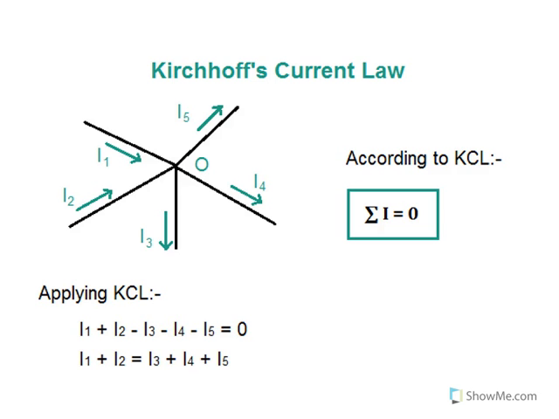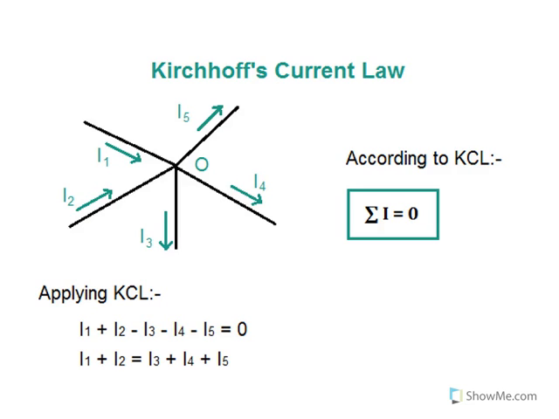Here you can see the mathematical expressions for KCL. On the right, you can see that the total sum of current is equal to 0. On the left, you can see the equations for the diagram above. Beginning with the I1, which is flowing in towards the junction, we then add I2, which is flowing in the same direction. You then subtract I3, I4, and I5, as they are flowing the opposite way and out of the junction, and all of this is equal to 0.